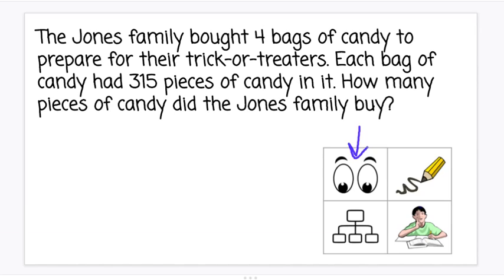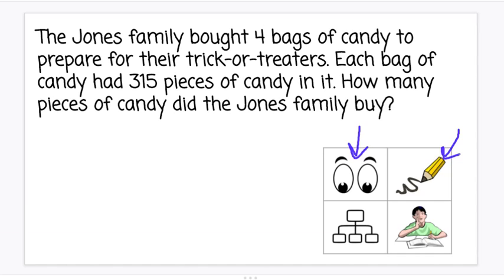All right, I'm going to read it again to make sure I understand it. The Jones family bought 4 bags of candy to prepare for their trick-or-treaters. Each bag of candy had 315 pieces of candy in it. How many pieces of candy did the Jones family buy? Okay, now I'm ready to circle and underline important information.